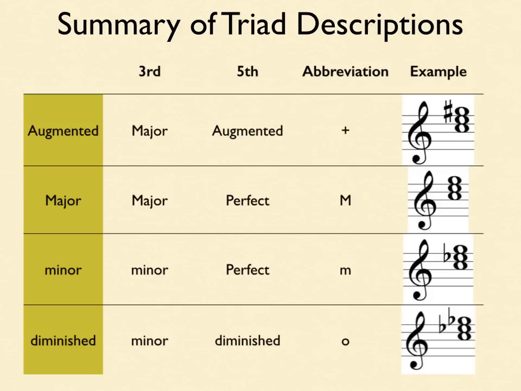And in the last one, for diminished chords or diminished triads, you have a minor third and a diminished fifth, and the symbol for that is the little circle. That would be a minor third between C and E flat and a diminished fifth between C and G flat. So that's just a summary of all the triad descriptions that we've come across so far.